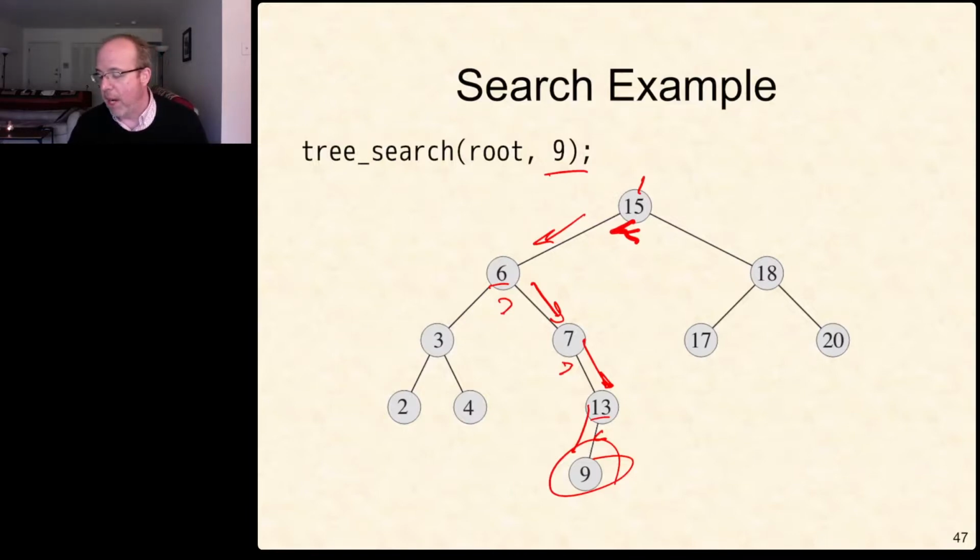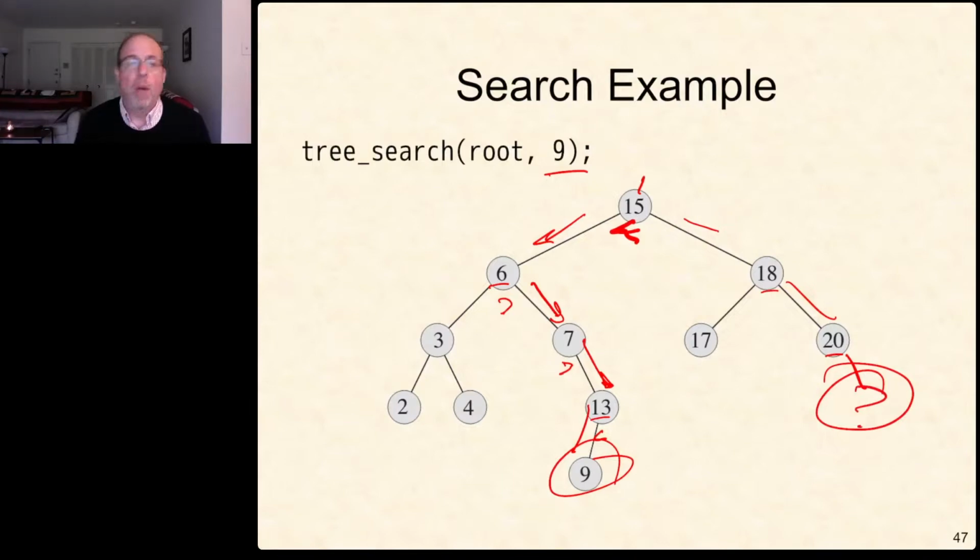is greater than 15, it has to be in the right. 23 is greater than 18, it has to be in the right. 23 is greater than 20, it has to be in the right. Whoops, there's nothing there. We return the null pointer. Okay. When we come back, we'll see how we can start working on some of this.